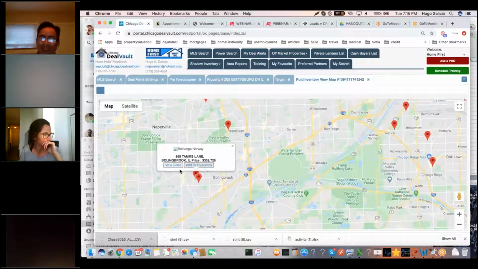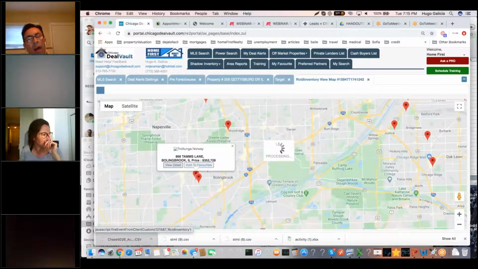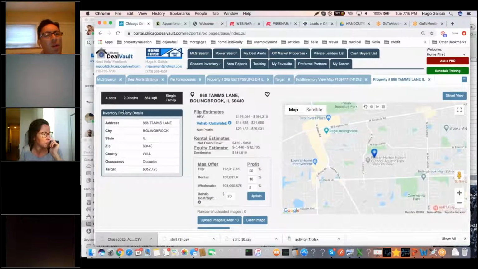Two bedrooms, they're just okay. We try to stay away from 2-bedroom houses. Okay, this is a 4-bedroom, 2-bath. This is a little bit bigger.